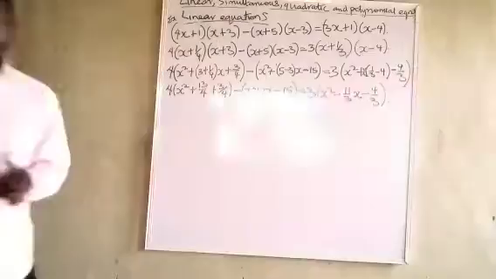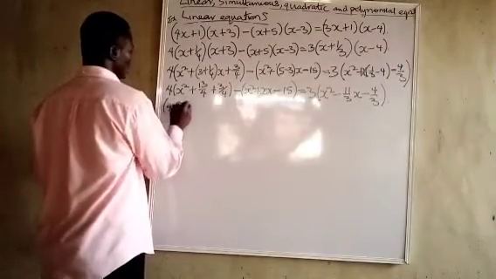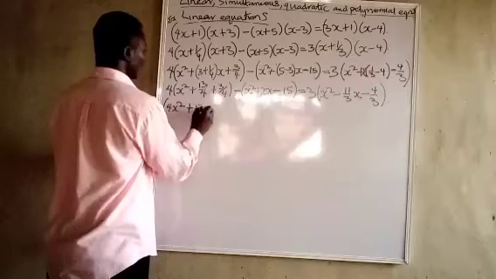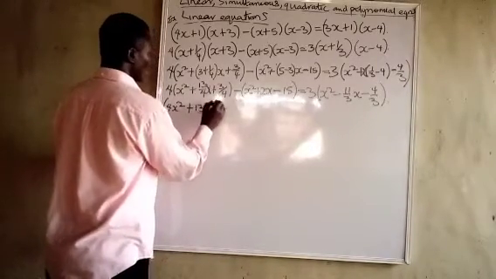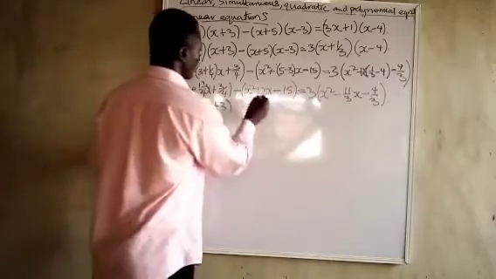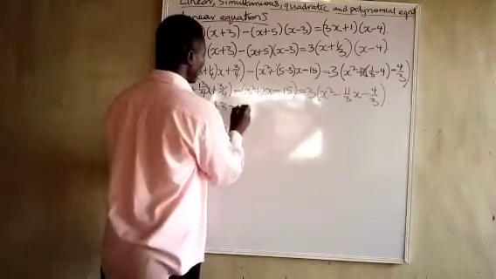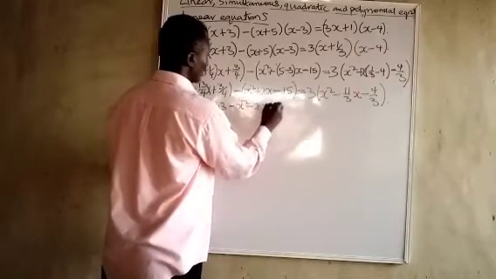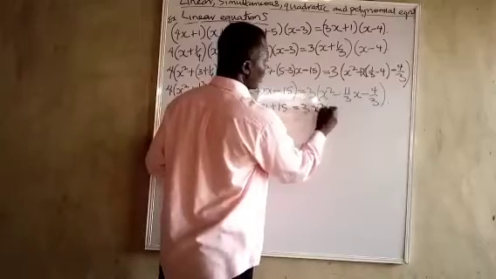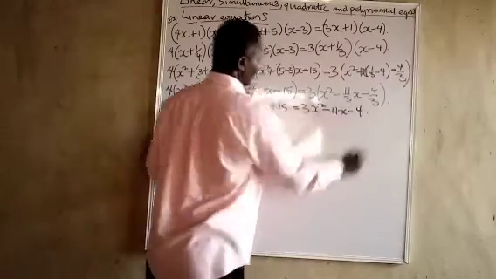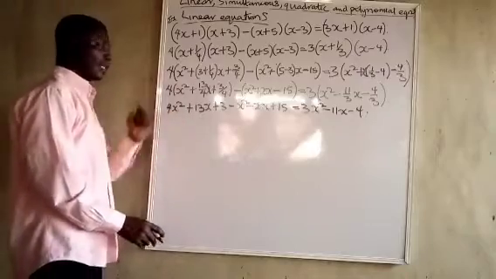So this one at the end of the day is going to give me 4x squared plus 13x plus 3. 4x squared. So this one will be minus x squared minus 2x plus 15 will be equal to 3x squared minus 11x minus 4. So you can see, it makes it simple. Then, what do I do next?